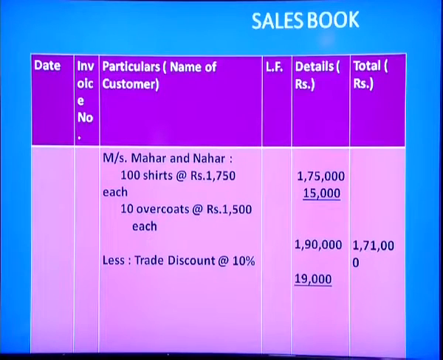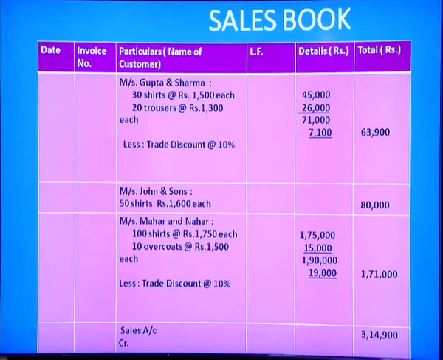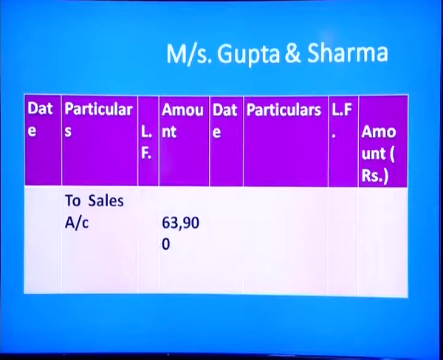And similar is the case with Mahar and Nahar. And here we have to deduct the trade discount. Details and amount, now you got some idea as we have studied the purchases book. Same is the procedure with the sales book. And if you want to get a full glance of this, you can see this. Here every detail in the particulars column and in the amount column is summarized, and this will help you to know a detailed account of the preparation of the sales book.